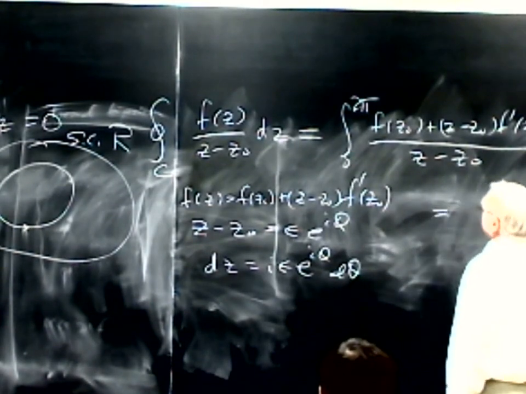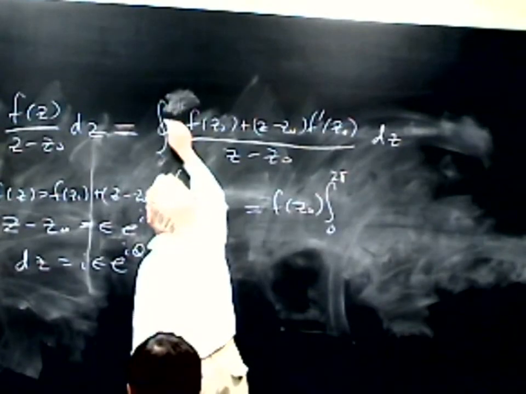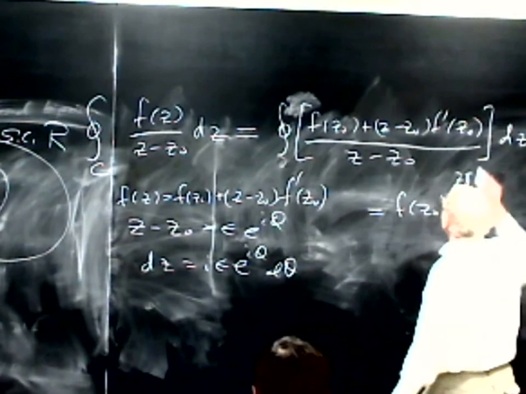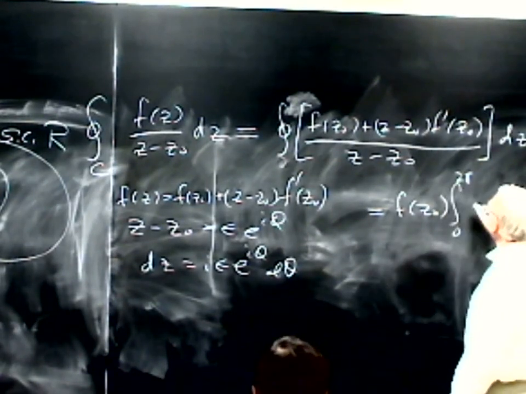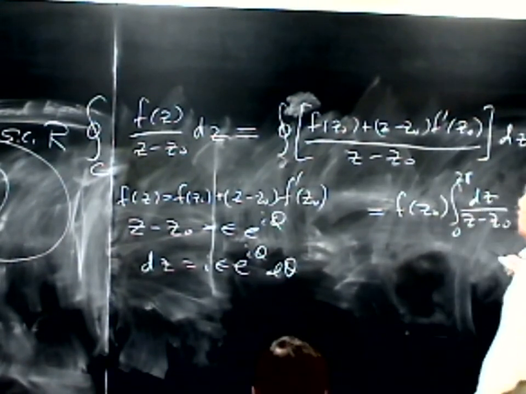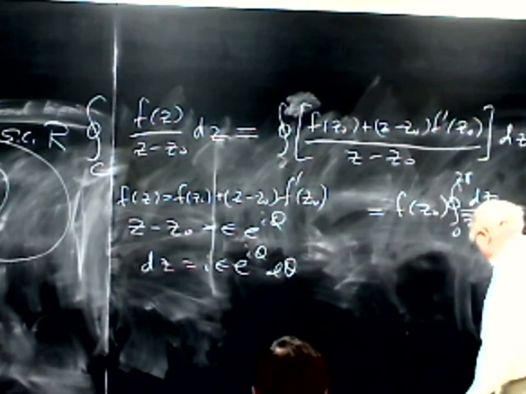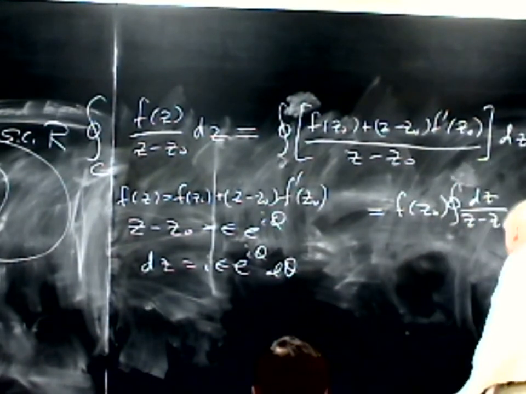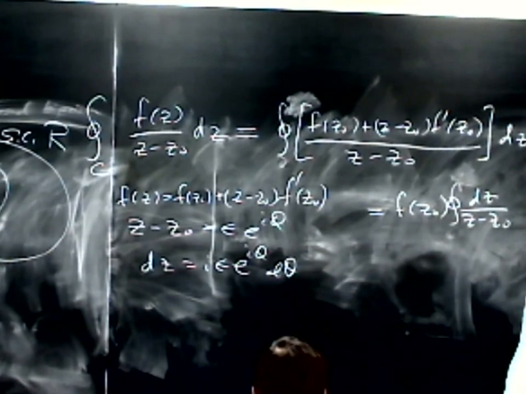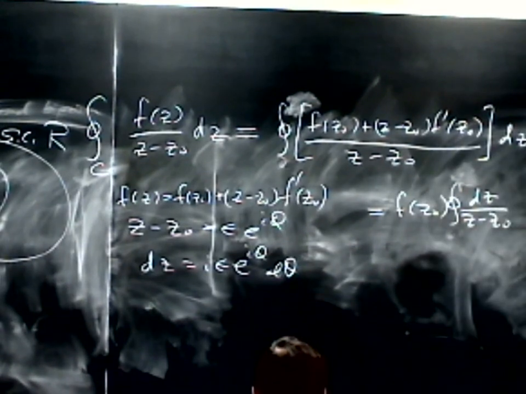this is two integrals. It's f of z0 times an integral, well, so far we don't have 0 to 2 pi, we just have this. Now we have integral 0 to 2 pi, and we have dz. I'll do this slowly so that it becomes clear what's happening. I haven't gone to the variable theta yet. Now we pull out f prime of z0, but now the z minus z0 terms cancel, and we just have an integral dz. Well, what is this integral, the integral of dz?